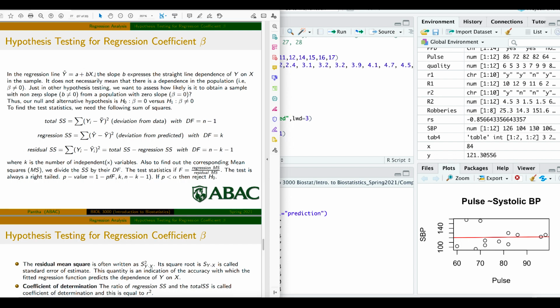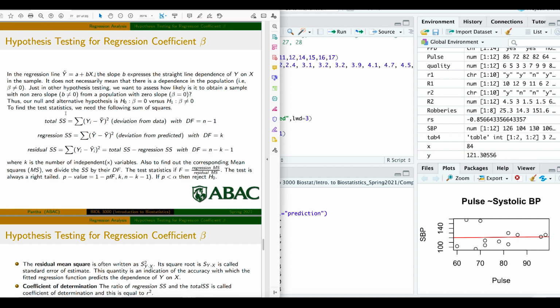Now, just as in other hypothesis testing, we want to assess how likely it is to obtain a sample with non-zero slope from a population with 0 slope. That's what we will be testing here, because if you get a non-zero slope in the sample, can we generalize that to the population? Can we say that there is a non-zero slope in the population or not? Thus our null and alternative hypotheses will be H0: beta equals 0, meaning the population slope is 0, versus the alternative hypothesis, beta not equal to 0. Beta is the population slope, right?